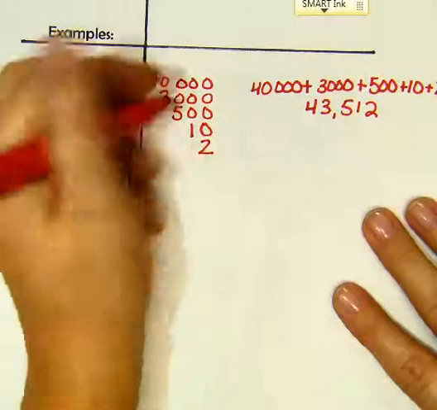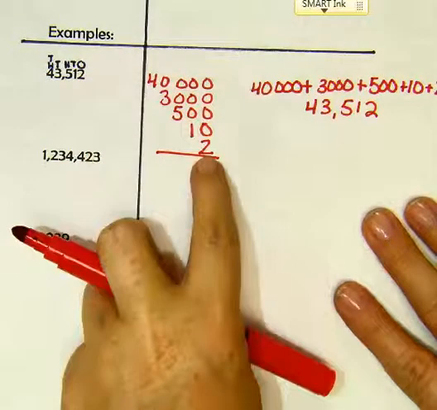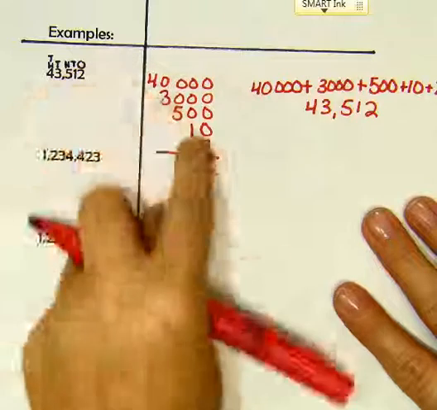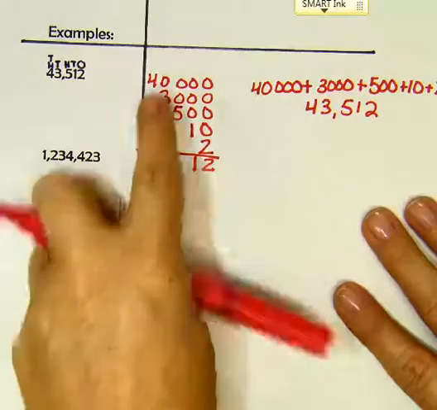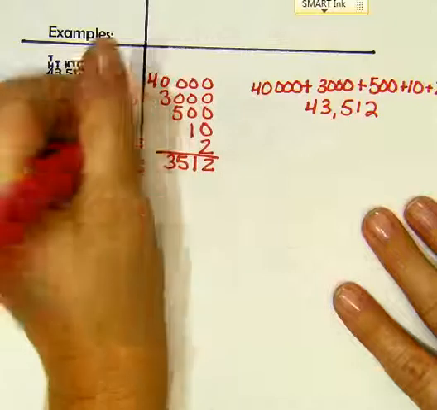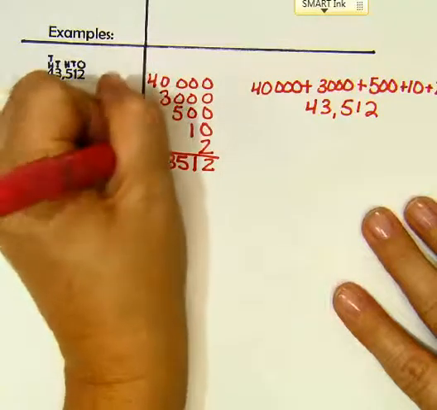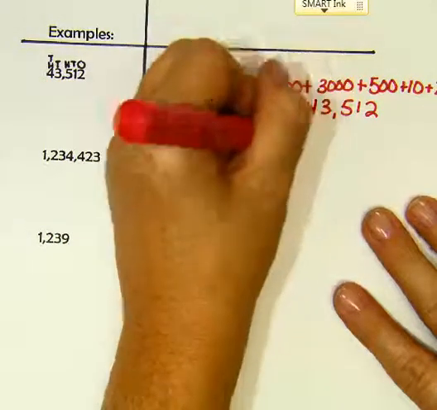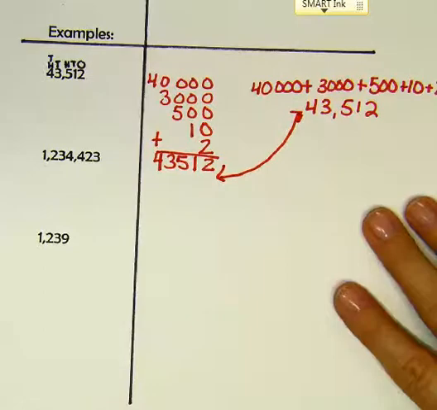And then remember I said you need to check your work. All you do is take these numbers and you add them up. This column equals 2. This column equals 1. This column equals 5. This column equals 3, this column equals 4. So if you notice, when I added, those matched up. And that's expanded form. So let's do another one.